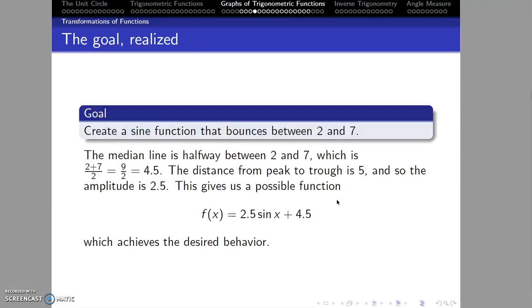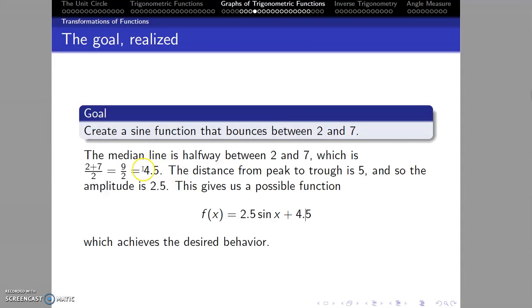So I need to find the median line, and I need to find the amplitude that will make that happen. Halfway between the peak and the valley is your median point. So I just take the average of 2 and 7, and I get 4.5. So I need my median line to be at y equals 4.5, so I'm going to add 4.5 to my sine x function.